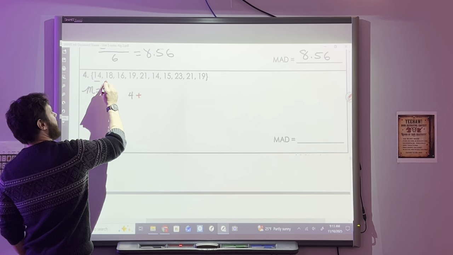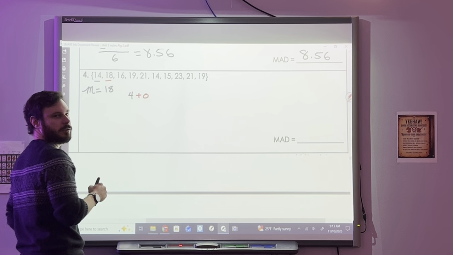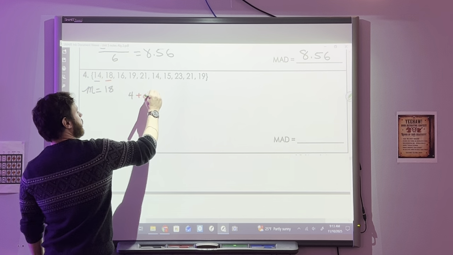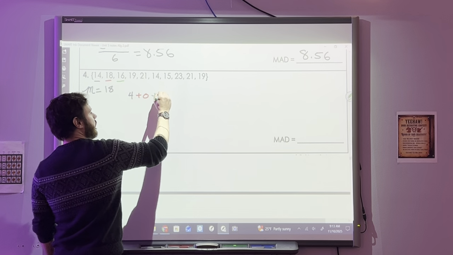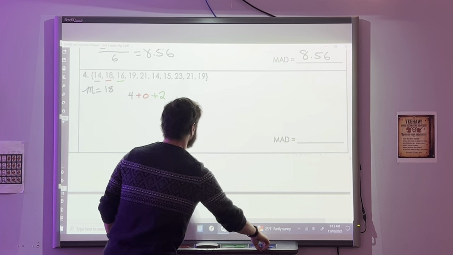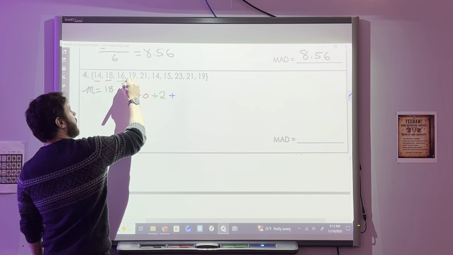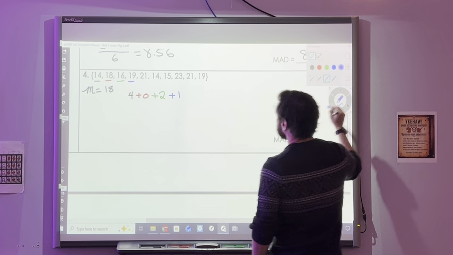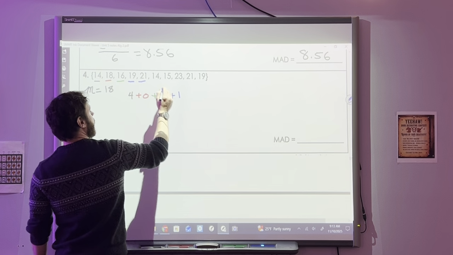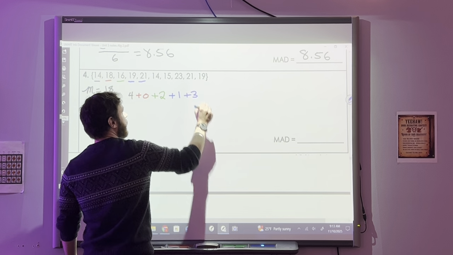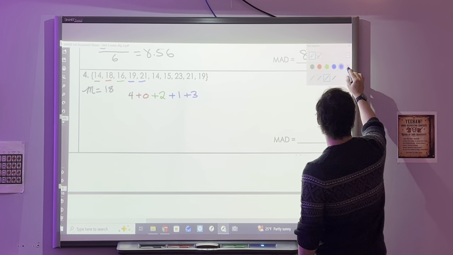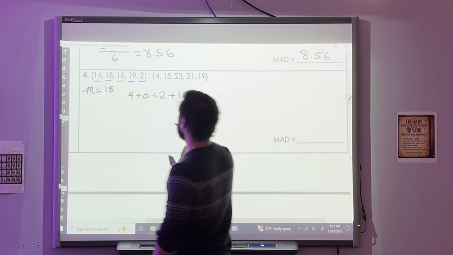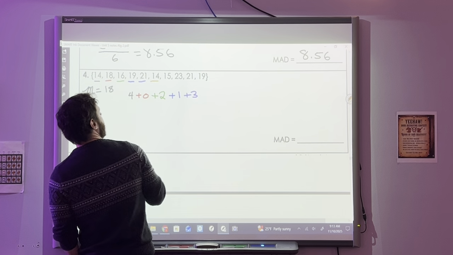Plus, how far away is 18 from 18? Well, it's right on it. So put a 0. It's not any kind of far away. Plus, how far? 2. It's 2 away. Plus 1. Oh, I got a lot here. Plus 3, because that's 3 away. Oh, we're gonna have to dig deep into the color well here. I got too many. 14, that's plus 4.